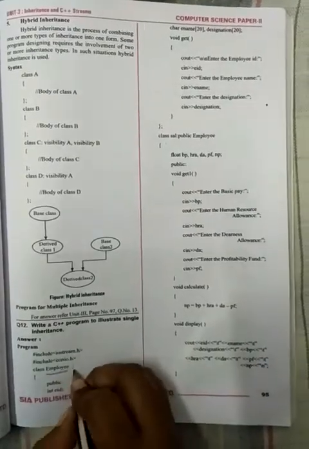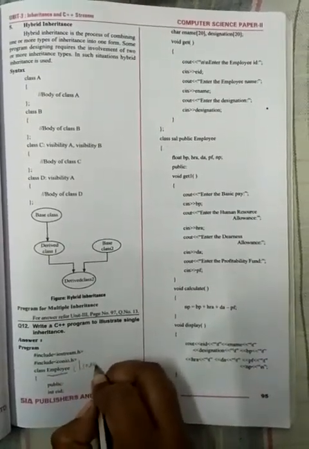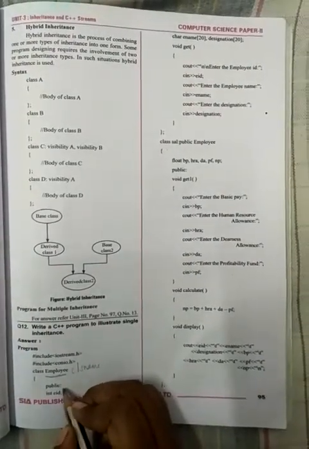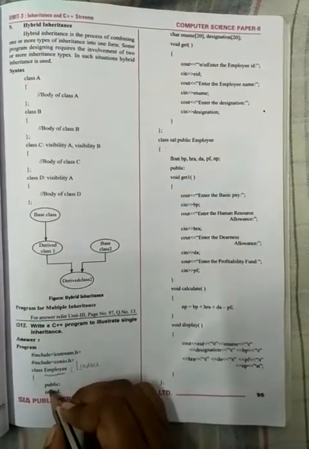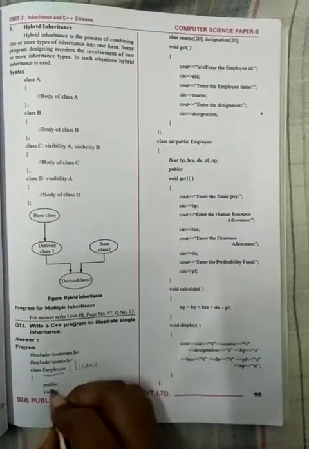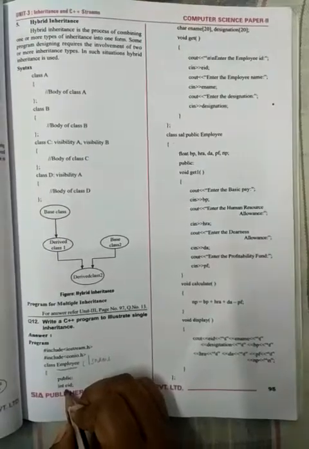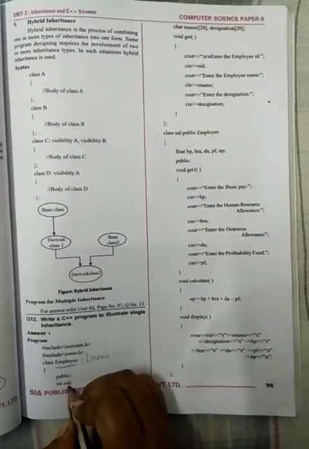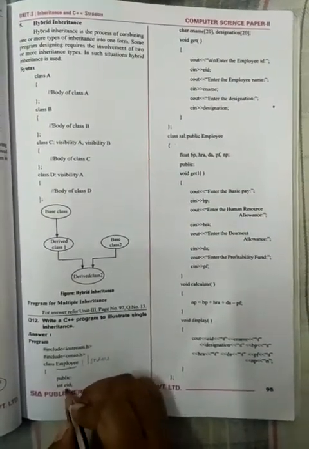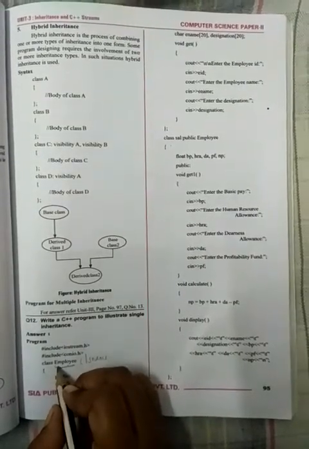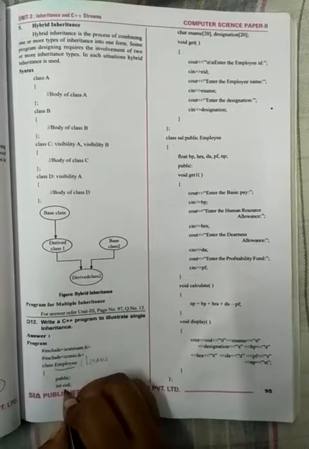Employee is our class name. In this I'm taking some access specifiers, or access controls, in the form of public. In the public section I'm choosing int id. What is id here? Employee id. The employee will have the first letter e, so here I'm taking eid, employee id.